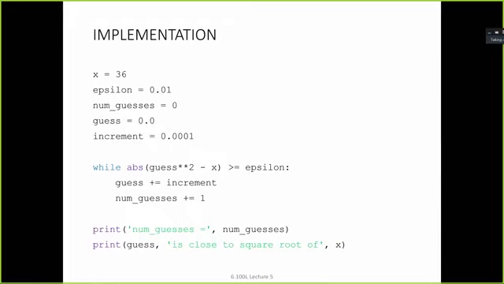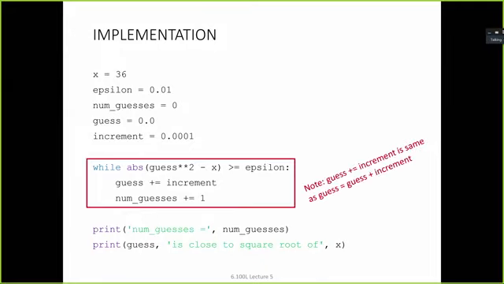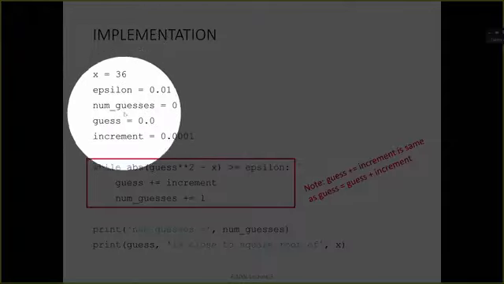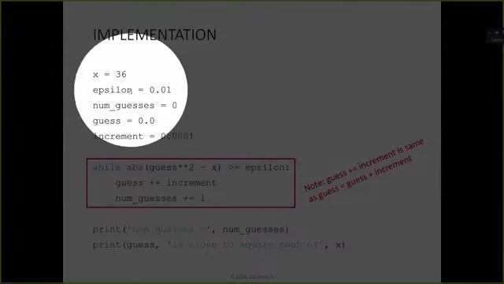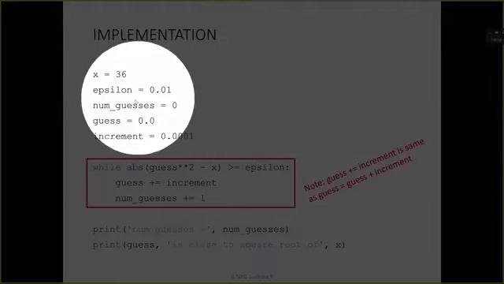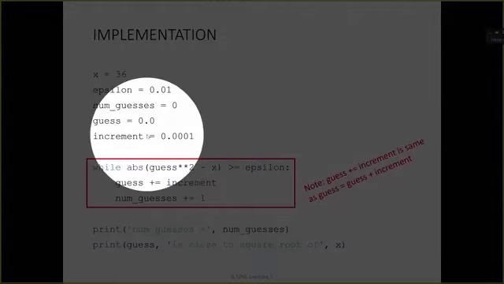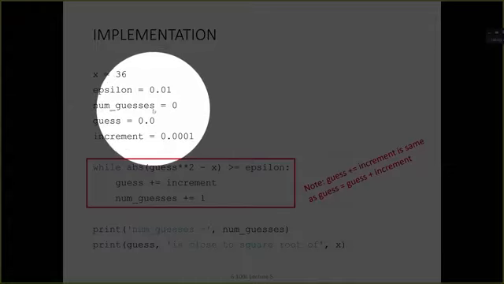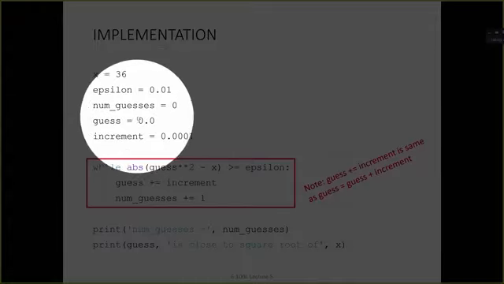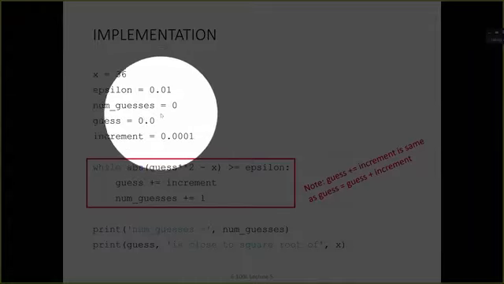So here's some code where we can implement finding the square root of a number with the approximation method. We have some stuff here that we're initializing. So this is the thing we want to find the square root of. This is how close we want to be to the final answer. And this is our increment. Num guesses is just to keep track of how many actual guesses we're doing. And we're going to start with a guess that we know is too small, 0.